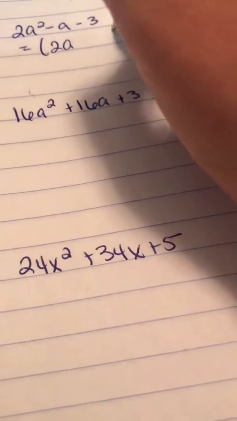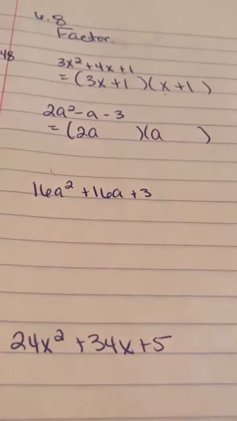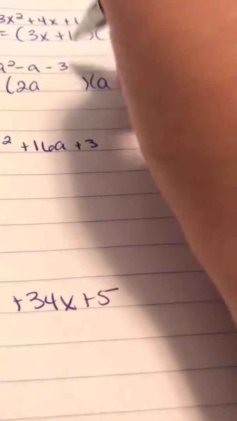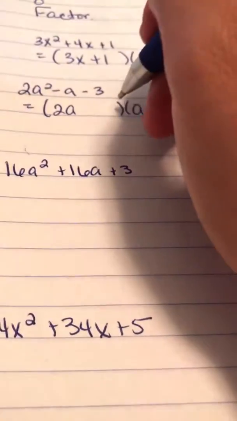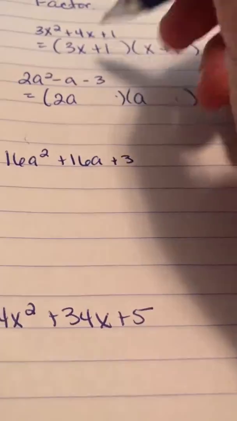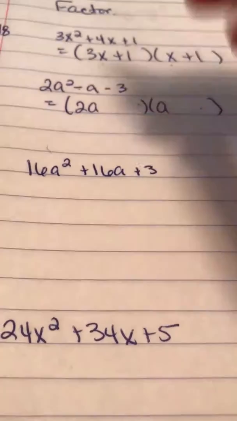This next one here, we've got a 2a squared. The only way to get a 2a squared is to do a 2a times an a. And these don't have greatest common factors in them, by the way. If they do, you can always factor that out first to make it easier. And then to multiply to get a 3, you have to do a 3 and a 1. The question is, where does it go? Does 3 go here and 1 go here, or vice versa? These are both negative, so you're going to have a positive and a negative.